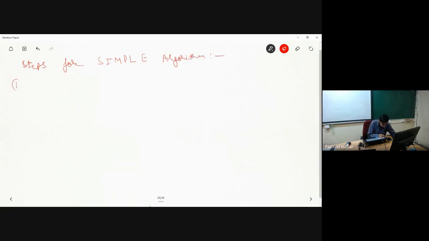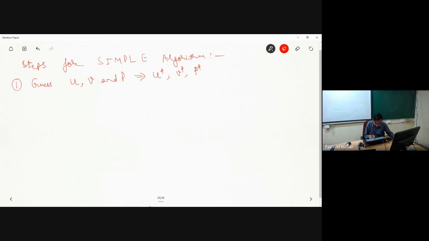What will be the first step? Can you tell me? Guessing P. So we have to initially guess U, V and P, and these guessed values will become U star, V star and P star. Is this point clear? Yes, these are our initial guessed values.